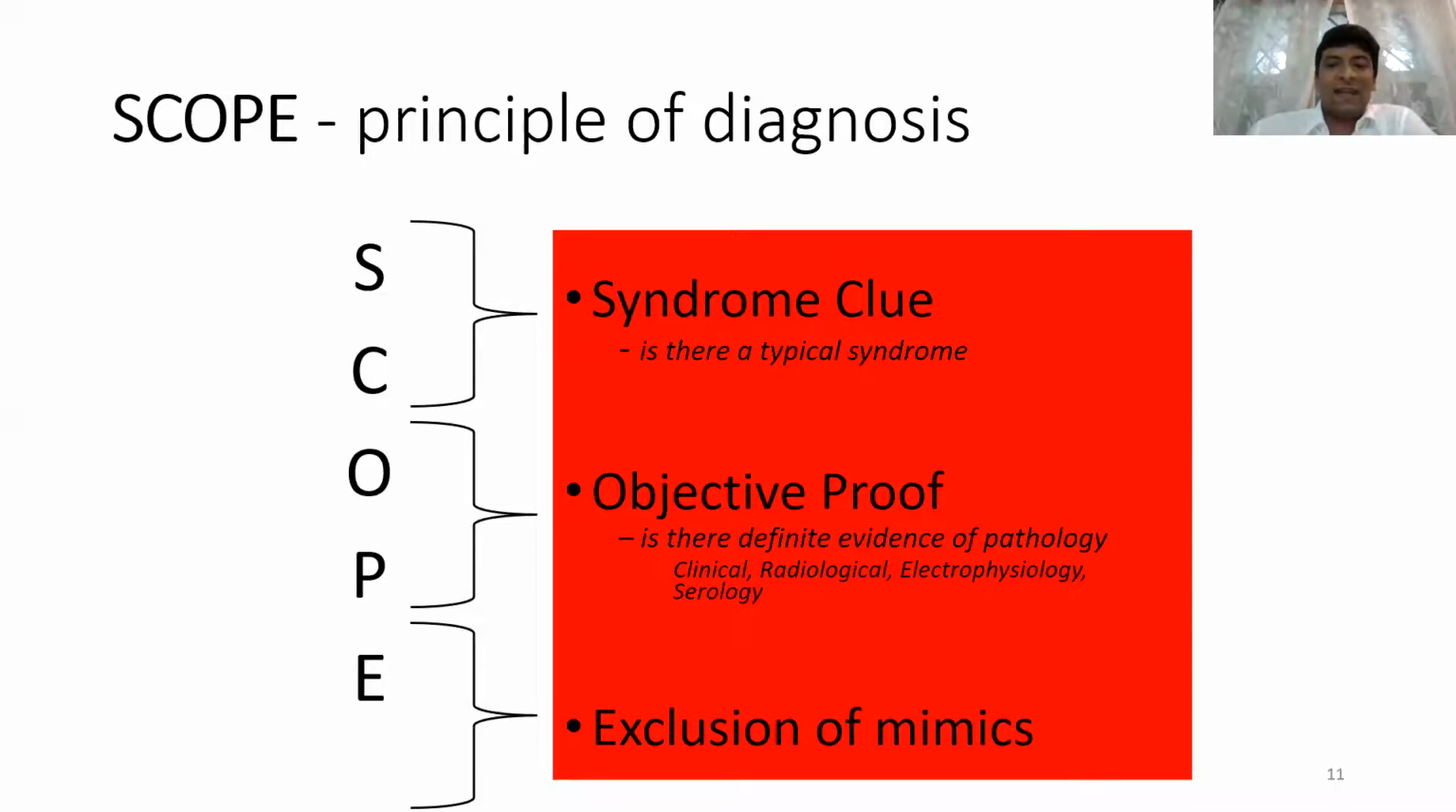We need exclusion of mimics finally. So if we can meet these three requirements, a clue to a particular syndrome, objective proof of pathology, and exclusion of relevant mimics, we should be able to arrive at a reasonable diagnosis. So let's apply this in different scenarios.